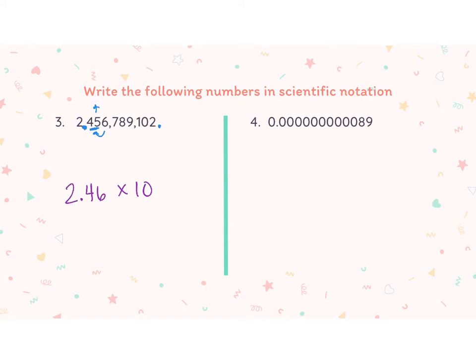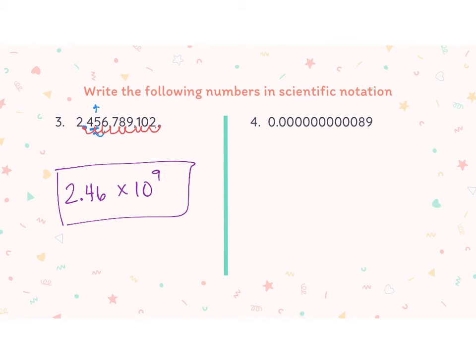Then I have times 10, and now I need to go back and figure out how many times I moved my decimal point. I'm over here at the end, so I'm gonna go 1, 2, 3, 4, 5, 6, 7, 8. Again, it's 9 places, and that's a really big number. That number is 2,456,789,102. So 2 billion is a very big number. That means I have a positive exponent there.